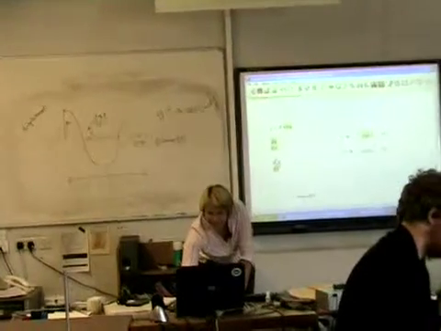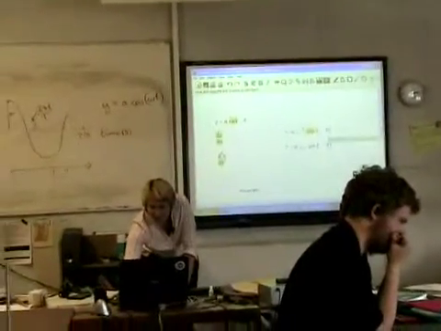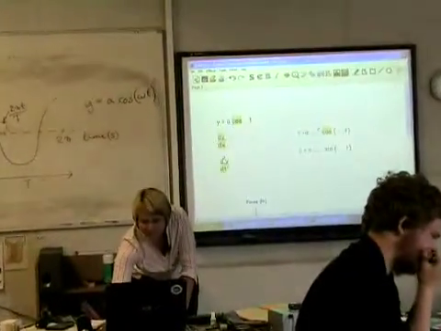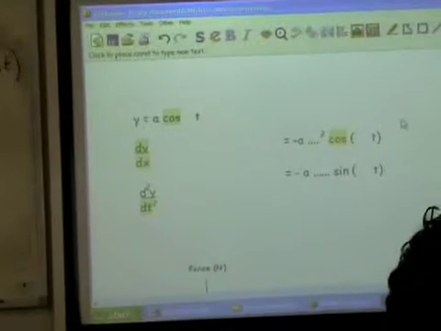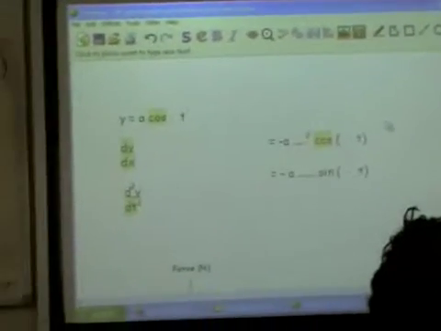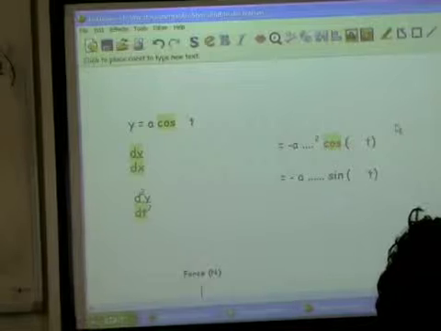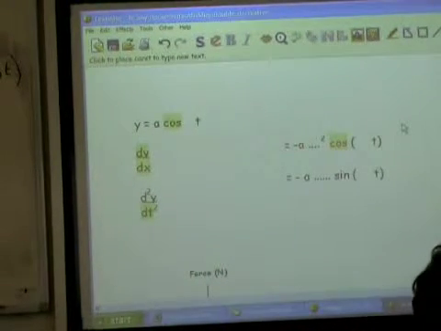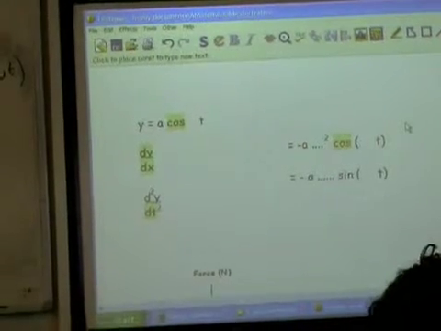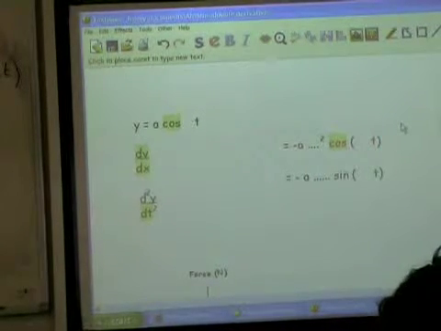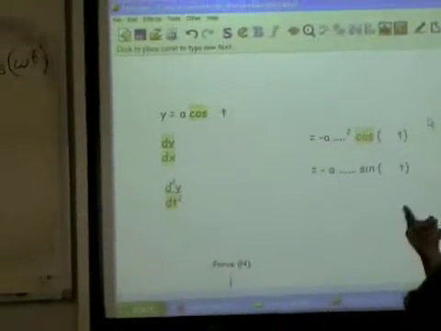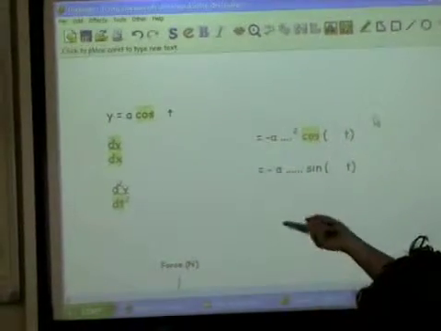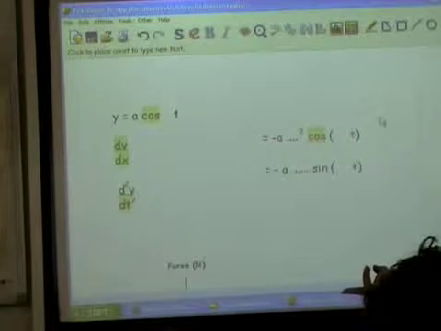When I save this file, I've called it double derivative. Do you know what a double derivative is? You know what a derivative is, don't you? What do you have to do to get a derivative? You have to differentiate, yeah? So a double derivative is if you differentiate twice. Differentiate once and then you do it again. Now, I don't think you did that in maths, did you?